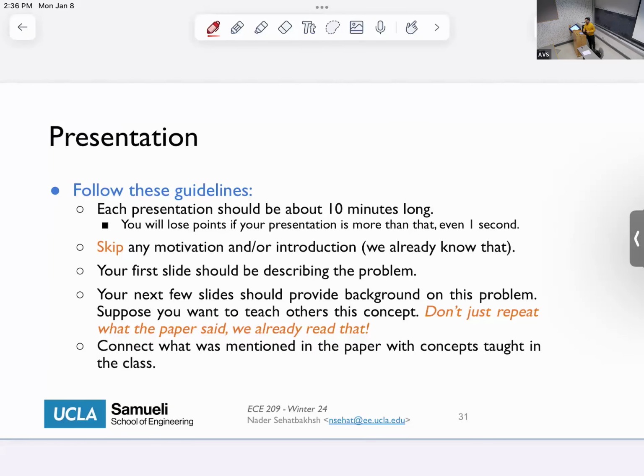So these are the guidelines, and as I said, you can actually refer to these guidelines whenever you have your presentation. I'm going to very quickly go over it. Make it 10 minutes long. Don't make it more than that. You will lose points if you do.